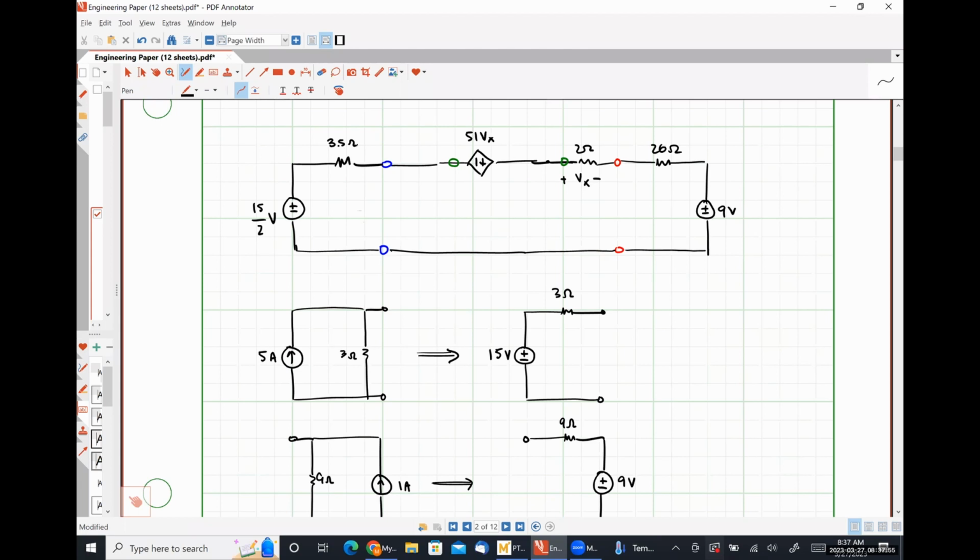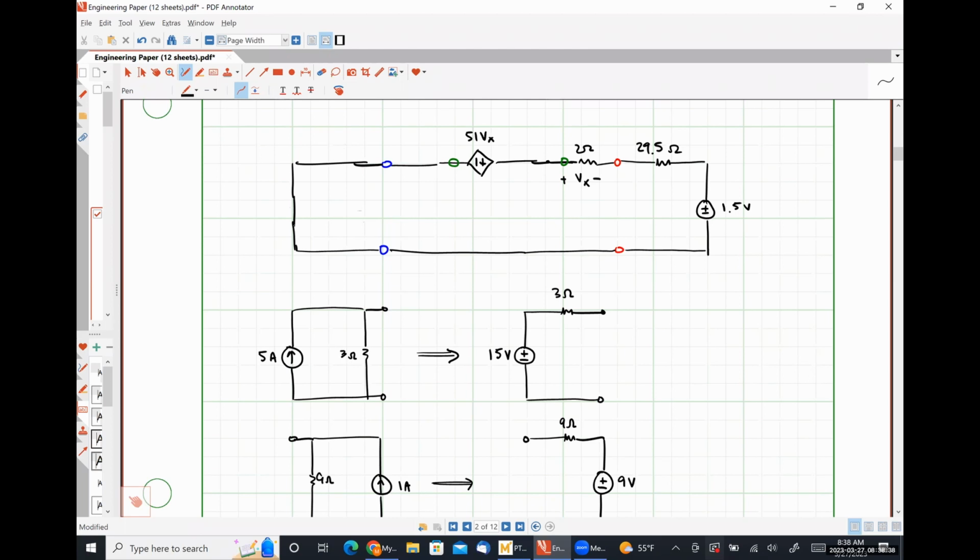3.5 plus 26 looks like 29.5. And let's see, 9 minus 7.5 looks like 1.5. And boom, we have a trivial single loop circuit that we could have analyzed on the second or third day of class just by using, granted, a lot of source transformations. Okay.